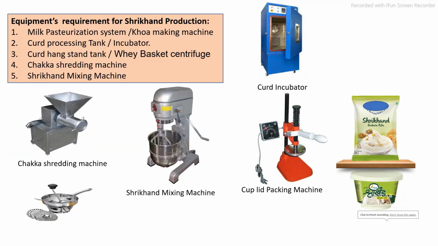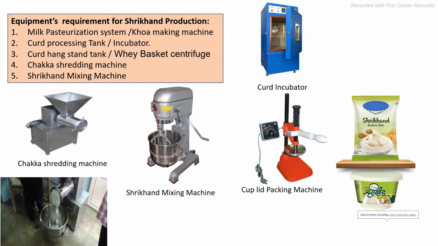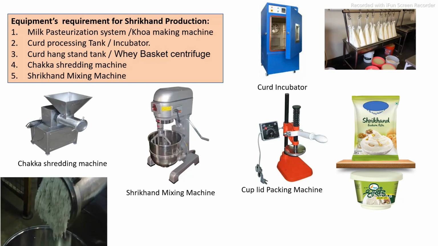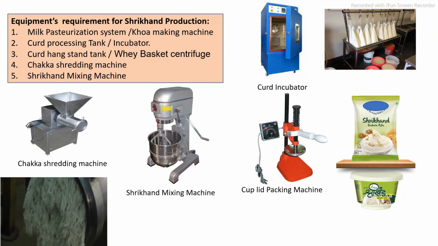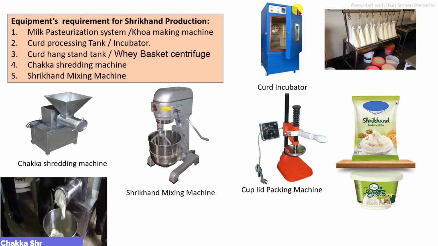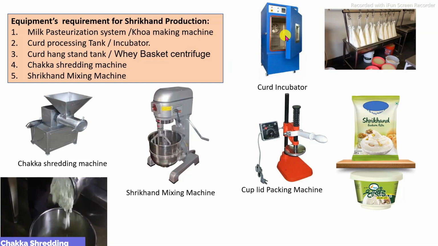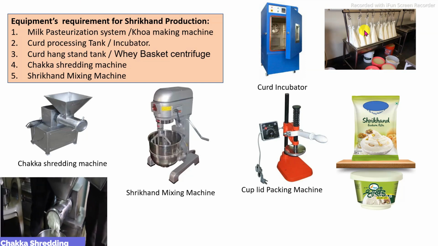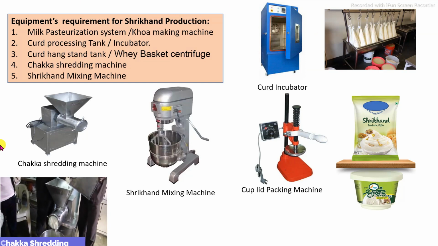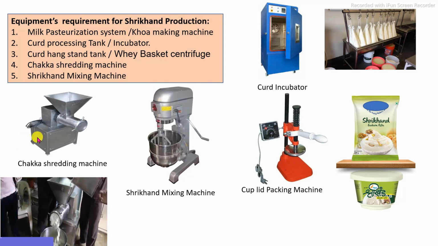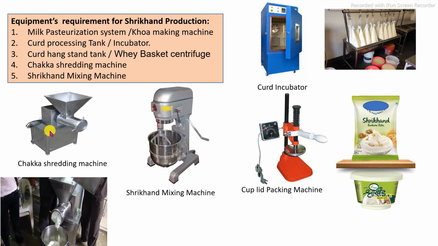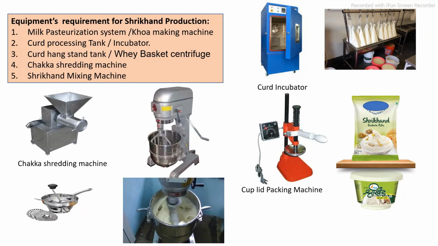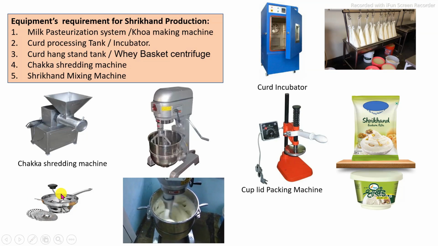What are the main equipments required in Shrikhand manufacturing processing? The first is milk boiling, which is carried out in small scale industry by using cover making machines. Then for the preparation of curd, incubators; for the preparation of chakka, hanging stations. Whatever chakka is prepared must then pass into the shredding machines. In order to get more fine chakka, it must be shredded by using shredding machines or by passing through a fine screen.